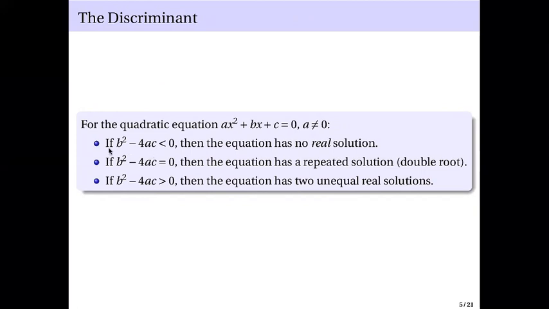So again, if b squared minus 4ac is less than 0, the equation has no real solution. If that discriminant b squared minus 4ac equals 0, you'll get one solution, but that solution is repeated. And if your b squared minus 4ac is greater than 0, you will get two unequal real solutions. Questions so far?